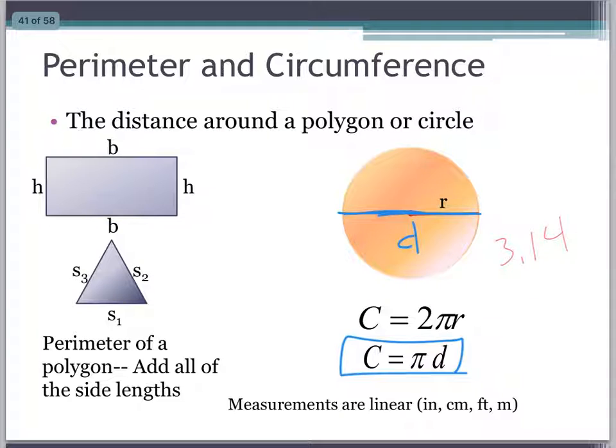Some of your work I will say leave in terms of pi. And I'll show you what that looks like later, where you don't actually have to multiply it out. You can say, let's say the diameter was 4, you'd say 4 pi, and that'd be it. You wouldn't even have to finish it. So C equals 4 pi, because pi is actually a number, it's not a variable.